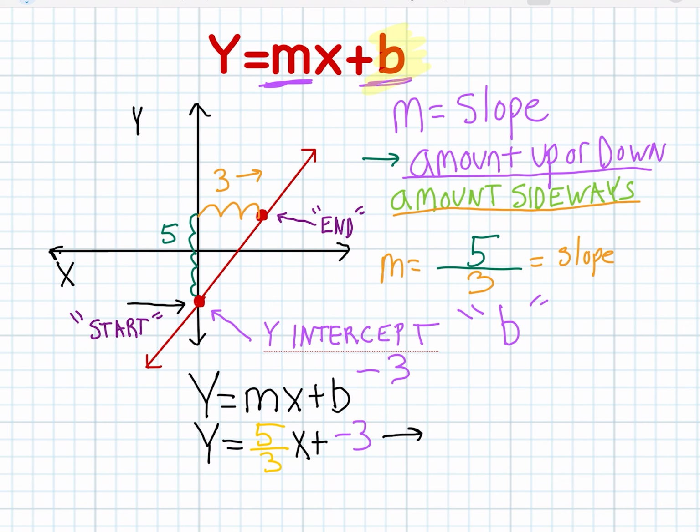We can simplify this to y equals still 5 over 3x. Then instead of writing plus -3, you're going to want to just write -3. So that right there, that is the equation for this line that is graphed, y equals 5/3 x minus 3. So next we'll go into how you would draw a graph when you are actually given the equation.